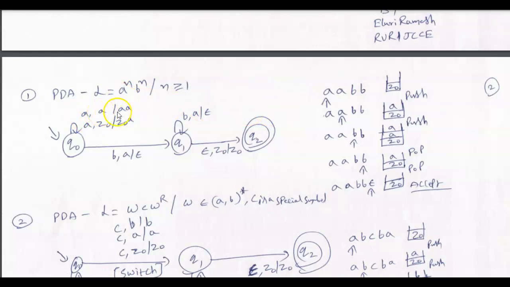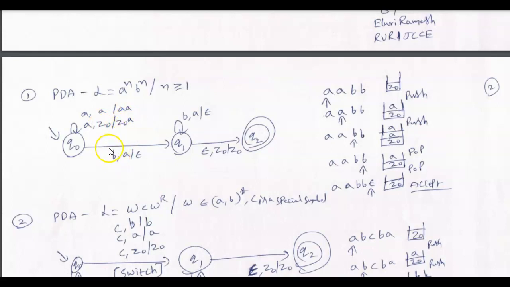The corresponding A we have double A. That means we have an extra symbol on the stack. After processing, on top of the stack, we have AA. That means one more symbol, so the push operation is done. This representation is nothing but a push operation. This means one more symbol. A Z naught. This should be A Z naught.